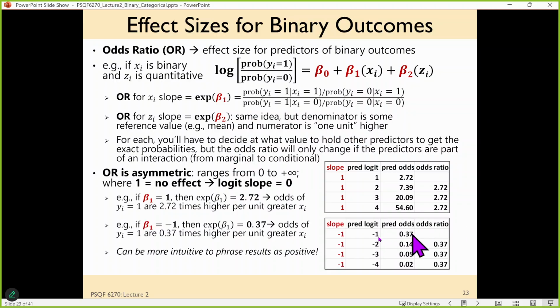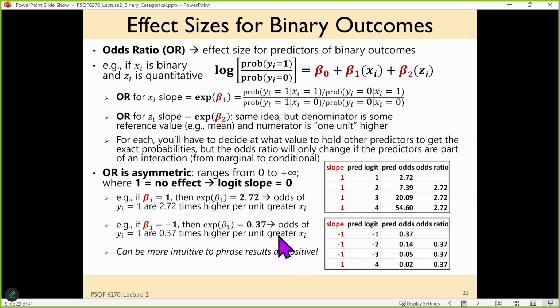Now the converse, a slope of -1 in logits. Now can we agree, just looking at these numbers here, that a negative slope of 1 is just as strong in terms of conveying a relationship as a positive slope of 1? Can we agree on that? Okay. Positive means as x goes up, y goes up. Negative means as x goes up, y goes down. Well, now if I compute the odds ratio, it's 0.37. And so then going backwards, my odds are diminished by this factor of 0.37.